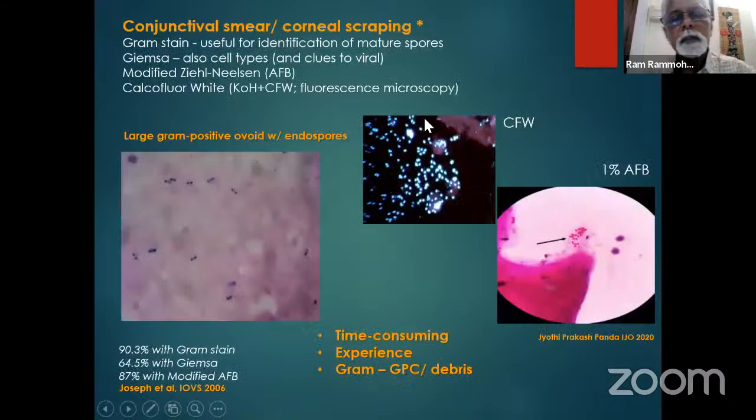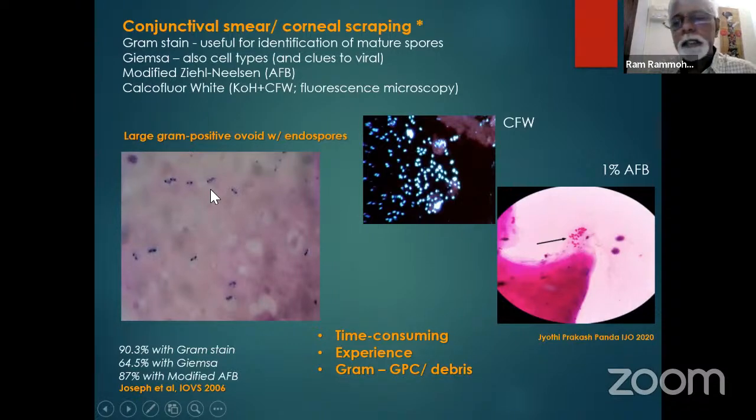Okay, so light microscopy. What are the commonly used techniques that we use? All of these have been found useful for conjunctival smears or corneal scraping. The gram stain seems to be useful in identifying most of the time. In a study done by Joseph et al. in 2006, they showed more than 90% sensitivity for the gram stain. However, you can see the picture on the left. This is a gram stain showing the spores that we see in suspected microsporidia. And this can be a problem because the variability in size can often make it be confused for large gram-positive cocci. But the dead giveaway is this type of morphological arrangement.